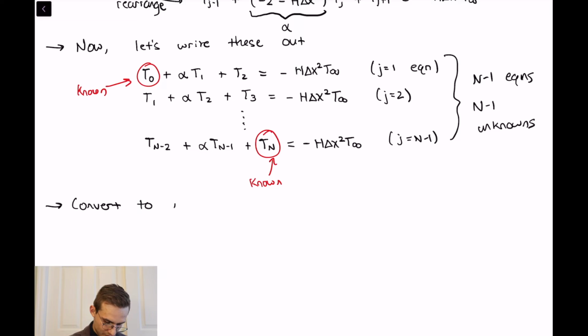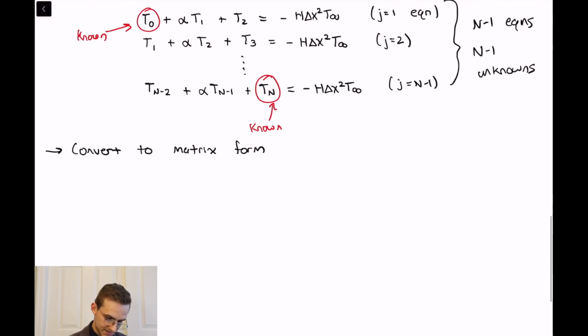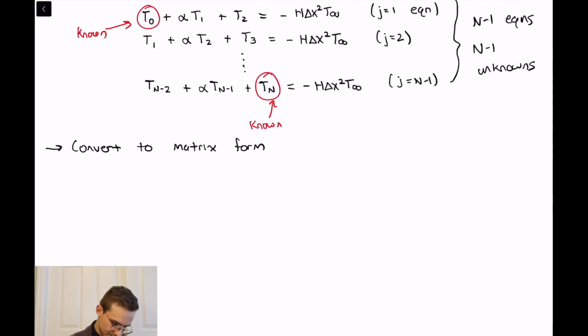So convert to matrix form. The way that will look is, I'll leave it on the screen for a second so we can see where these things are coming from. For the first row, we're going to move the knowns over into the right-hand side of the equation, because they're known. So they'll form part of the right-hand side of the linear system. You'll see what I mean by that in just a moment.